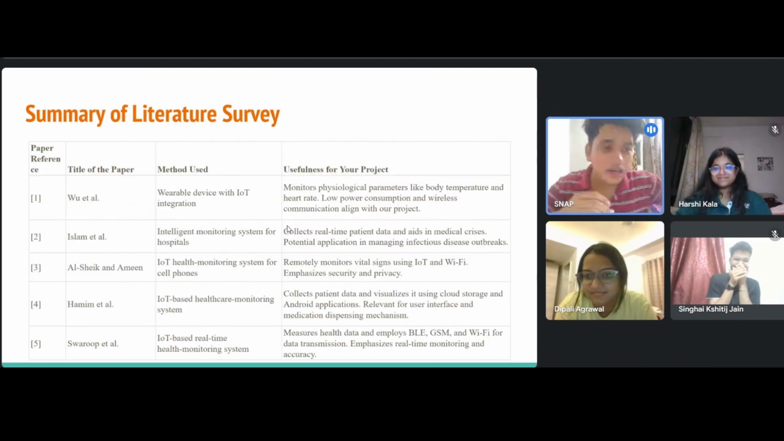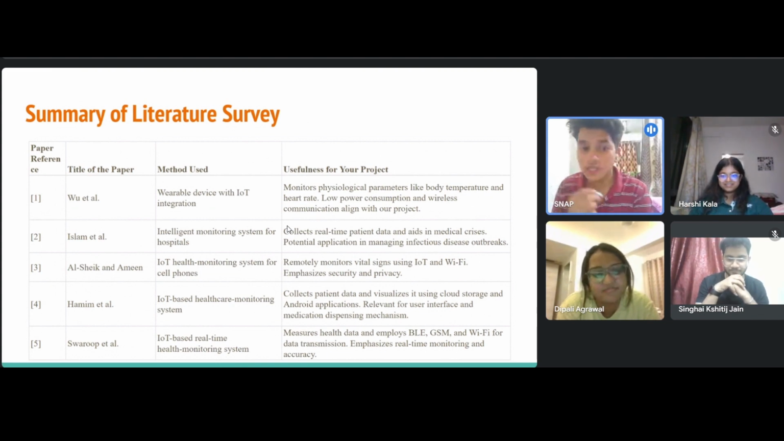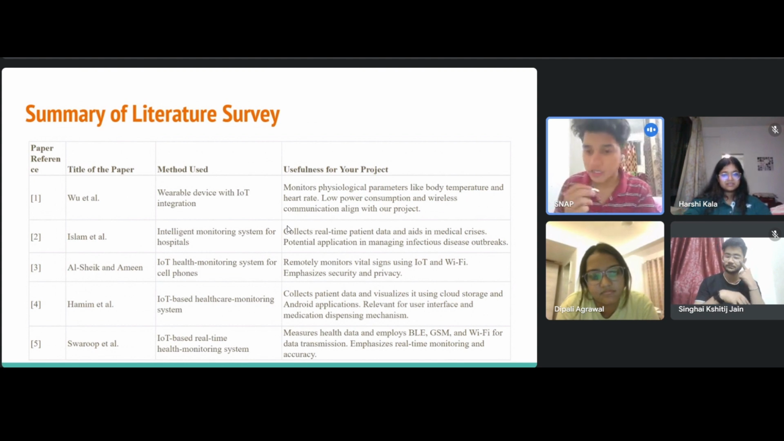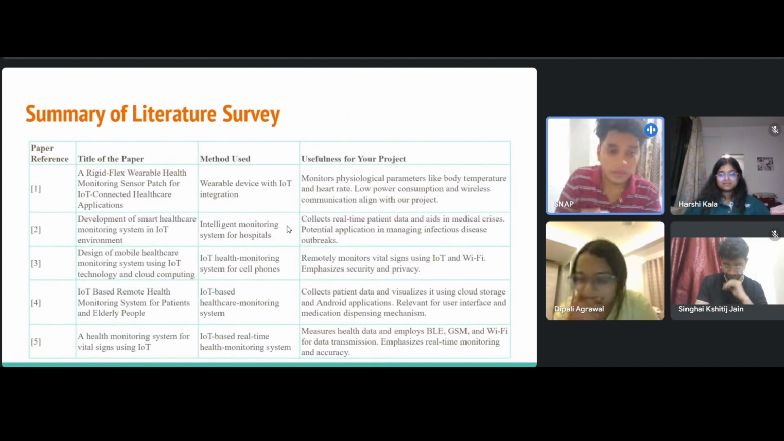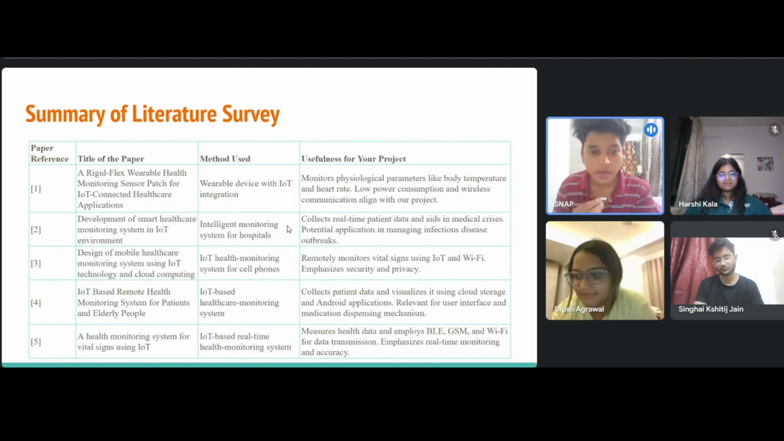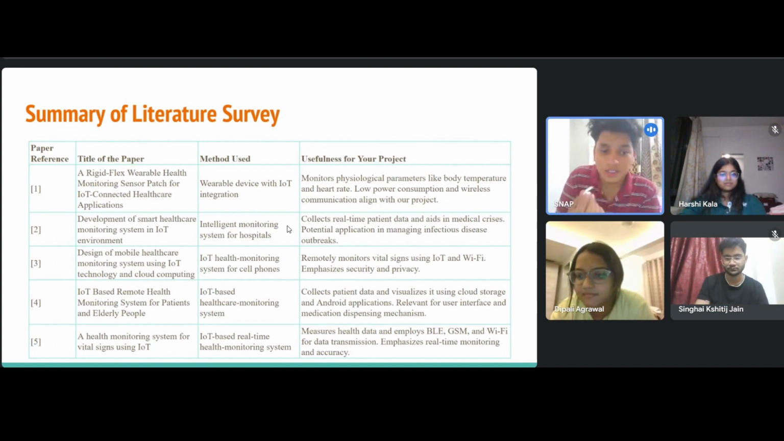So moving towards the summary of literature survey, here are many methods used. For example, wearable device with IoT integration, IoT health monitoring systems for cell phones, IoT-based healthcare monitoring, and some real-time health monitoring systems. Also there are many examples of methods. For example, intelligent monitoring systems for hospitals, IoT-based healthcare monitoring system, and something like a rigid flex wearable health monitoring sensor patch for IoT connected healthcare applications.